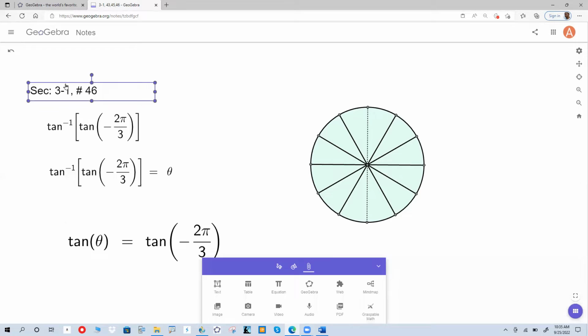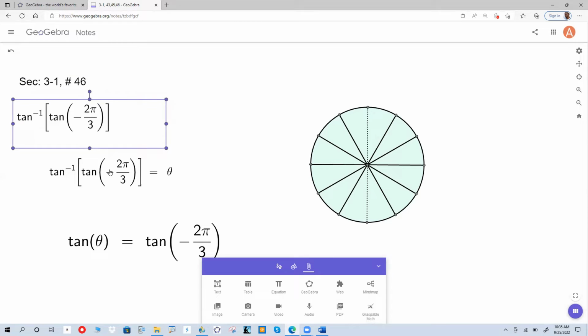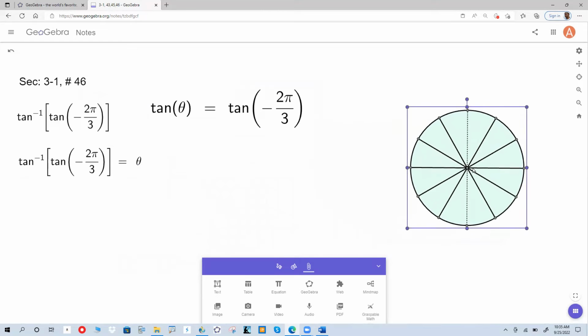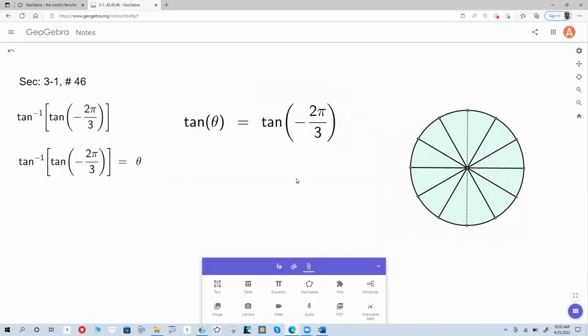Well, let me actually do one thing, guys. Let me move things around a little bit. I'm going step by step, but I don't have a lot of room here. So I'm going to put the circle here, and we'll see what we can do. Now, the question I ask is this. For what angle theta on the right half of the unit circle would tan of theta be equal to tan of negative 2 pi over 3?